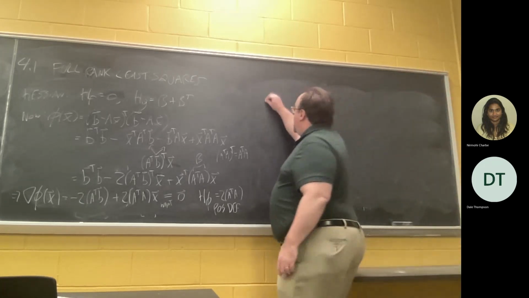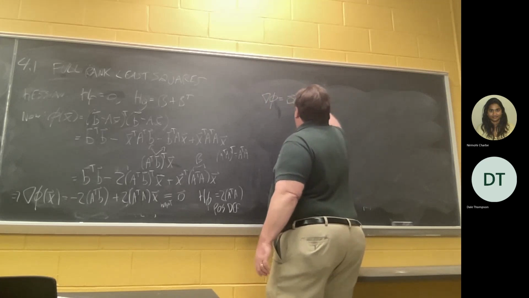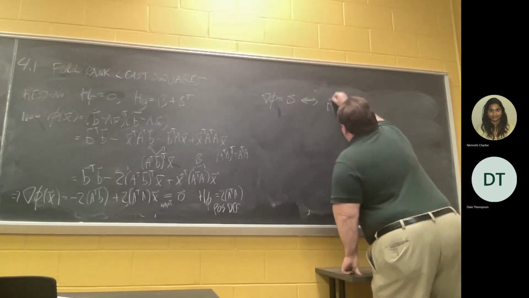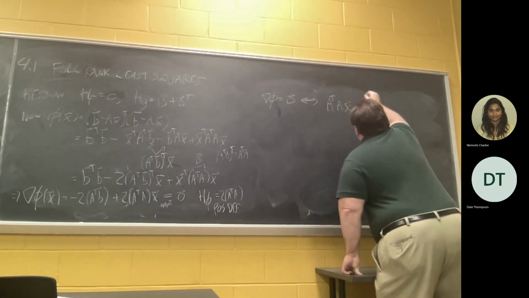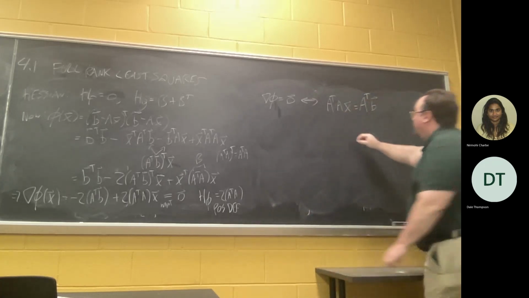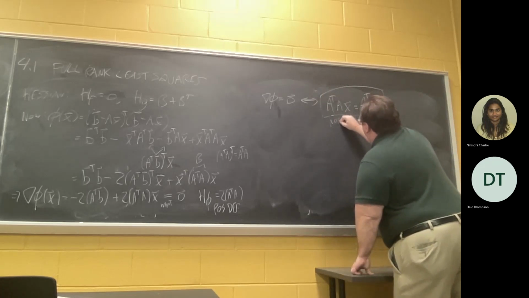So the gradient of phi is equal to 0 if and only if this system of equations is satisfied: A transpose A X equals A transpose B. Setting the gradient equal to 0 gives this, and this is what we solve to solve the least squares problem. These are called the normal equations.